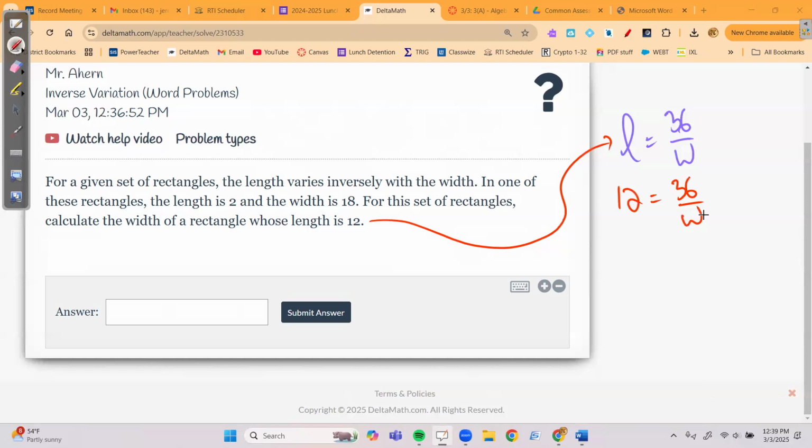No, be careful. This is some different algebra. We need to multiply both sides by W, because the W is on the bottom. So we multiply first by W, and we get 12W equals 36. And now what do we do? Divide. Now we divide and we get W equals 3. Got it?